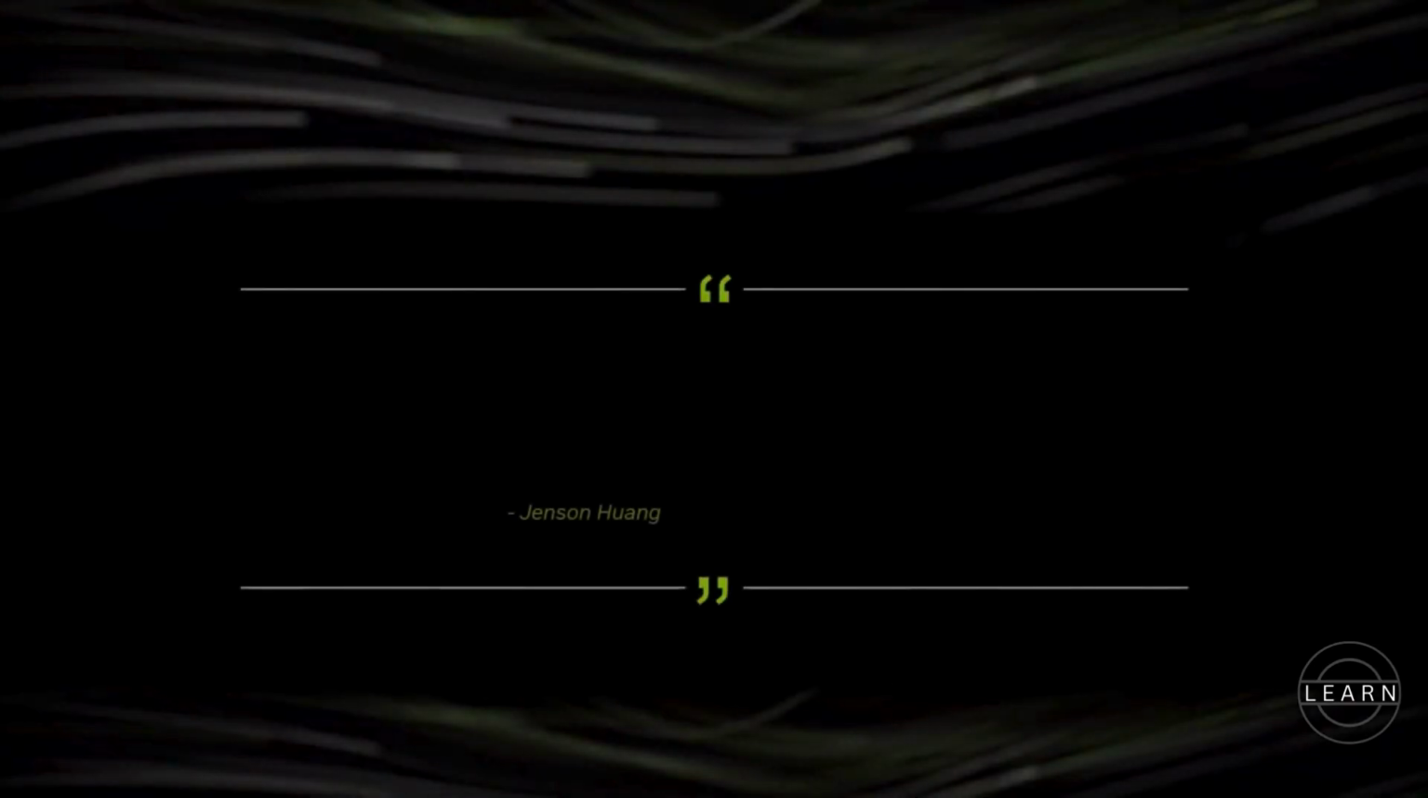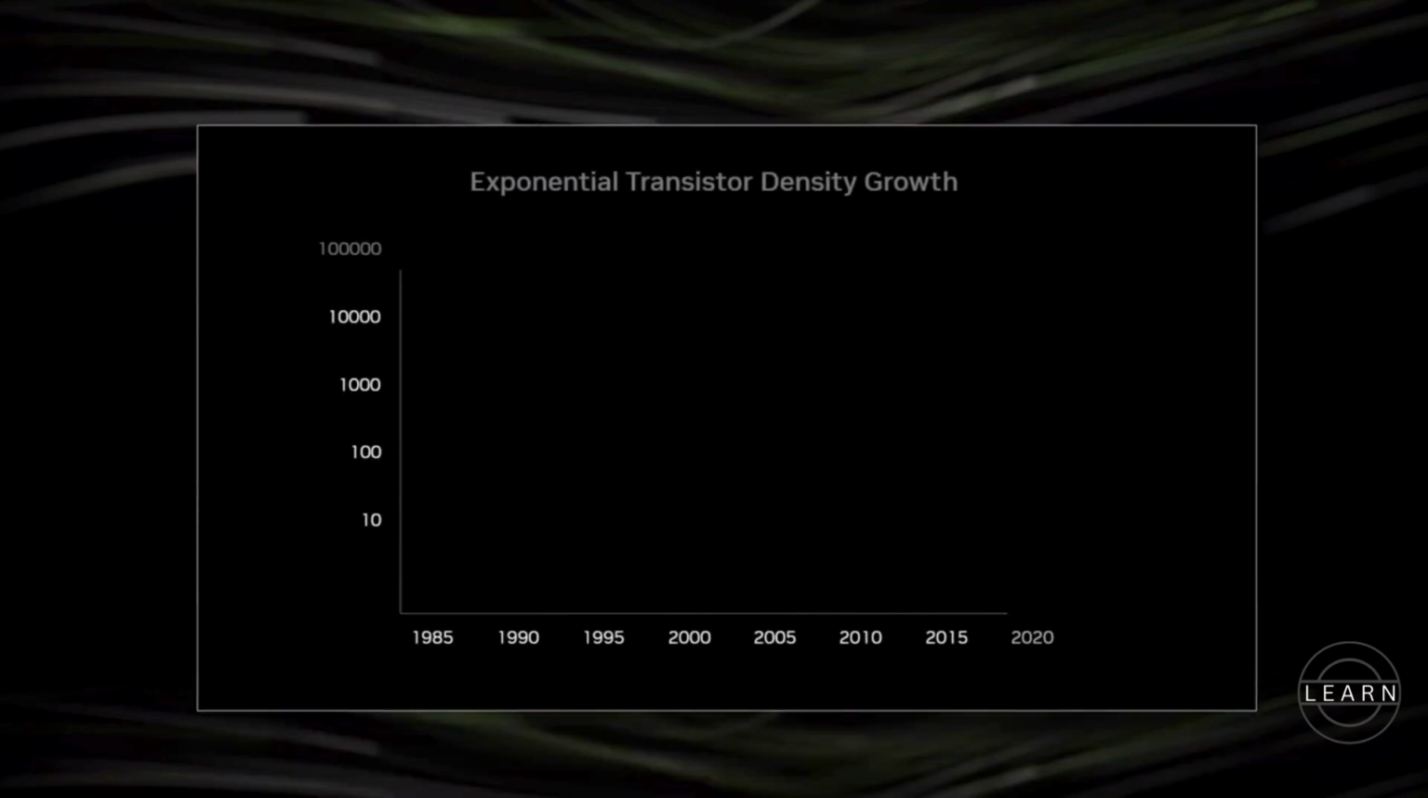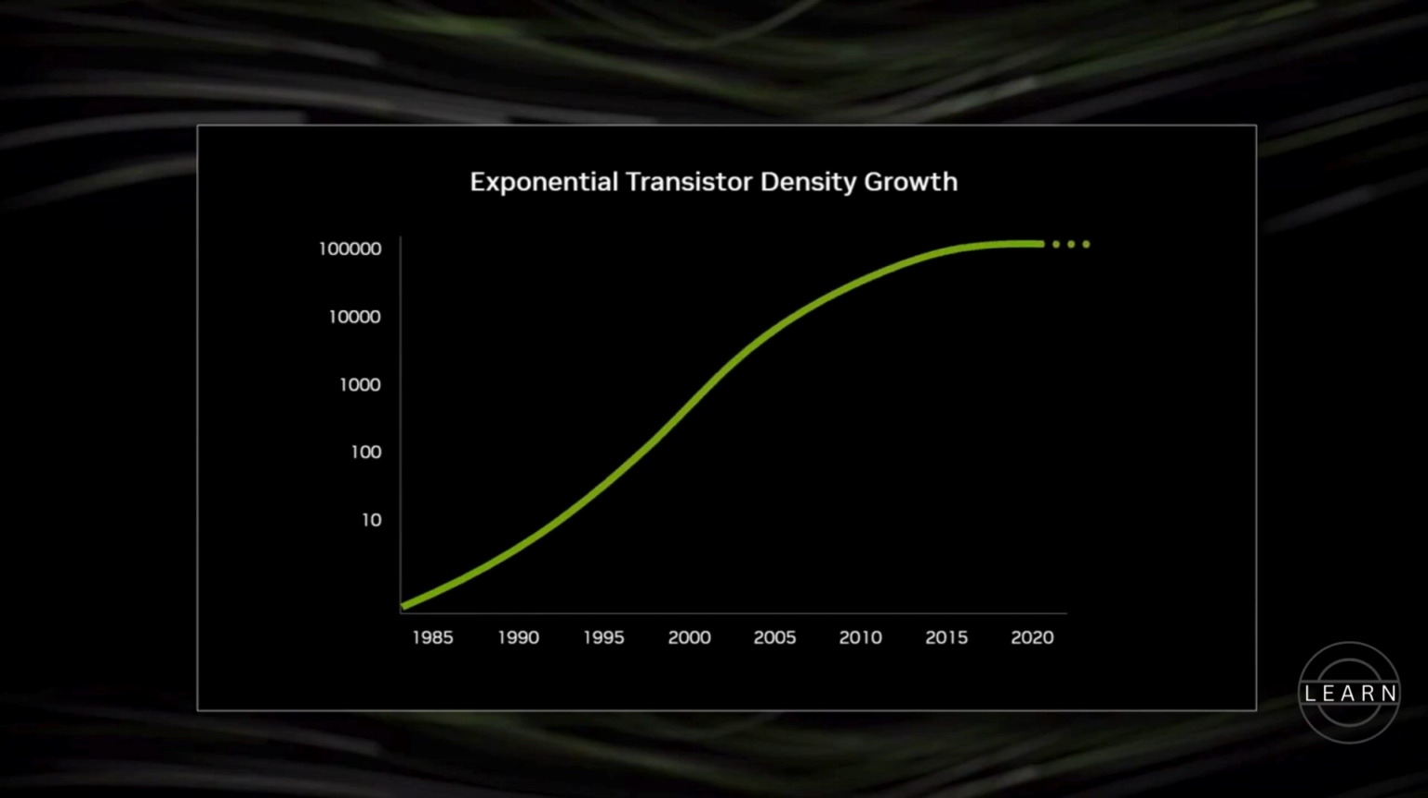NVIDIA CEO Jensen Huang famously stated Moore's Law is dead, making the bold claim several times dating back to 2017. The end of Moore's Law refers to the slowing down of exponential transistor density growth on microchips, leading to challenges in achieving regular and significant performance improvements in traditional semiconductor technology. It's essentially a physics problem, as transistors would eventually reach the limits of miniaturization.